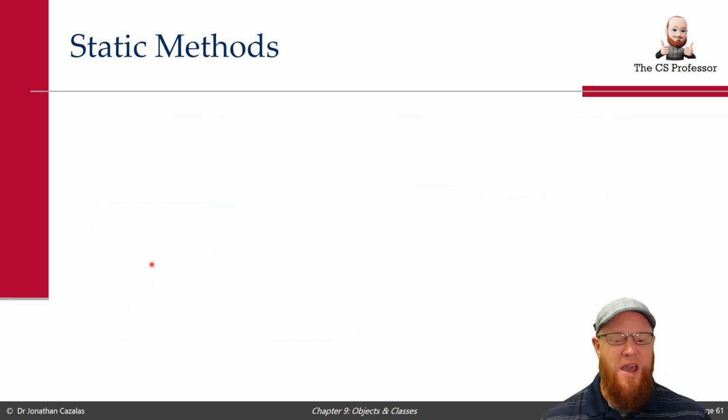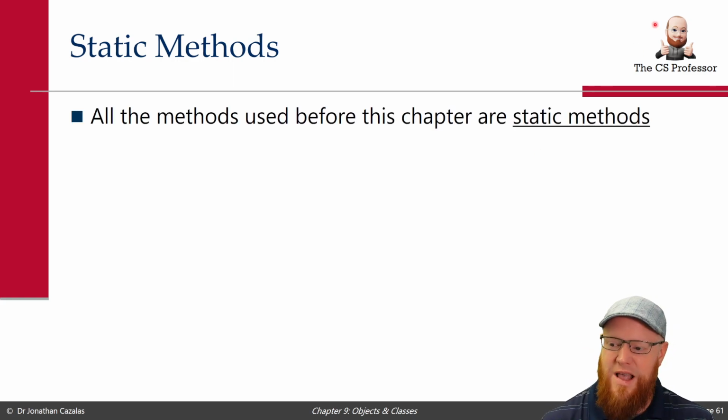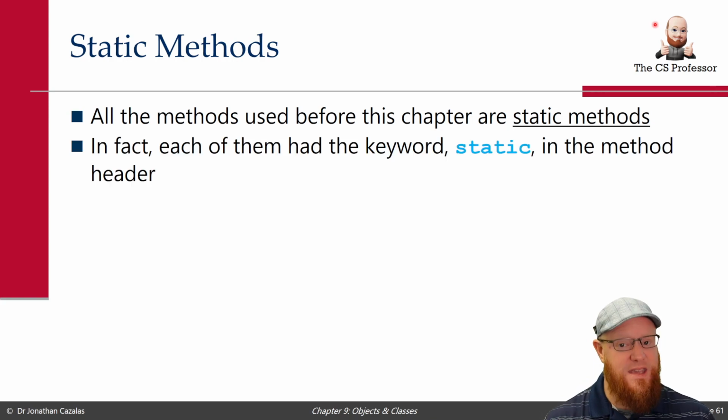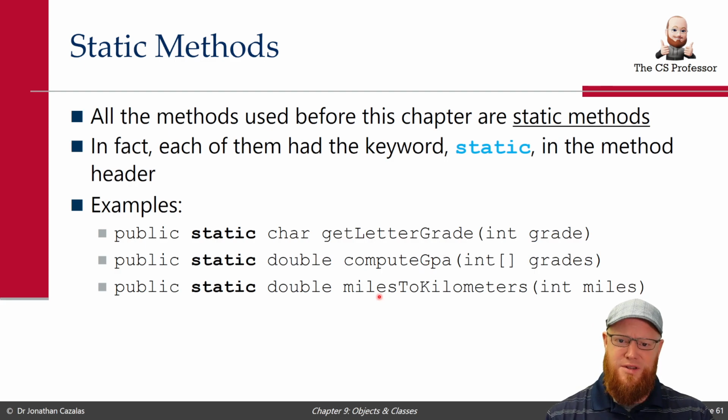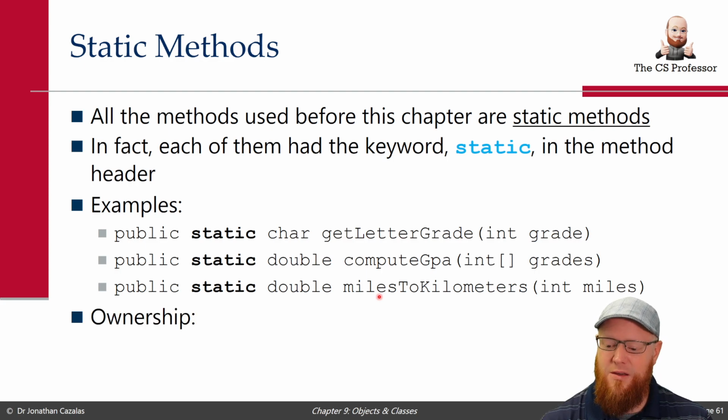So here we are, we're finally at the official coverage of instance methods versus static methods. All of the methods we've seen prior to this chapter have been static methods. In fact, each of them had the keyword static inside the method signature. Here are some examples: getLetterGrade, computeGPA, milesToKilometers. We've done dozens upon dozens of methods, each of them having the keyword static in the method signature.